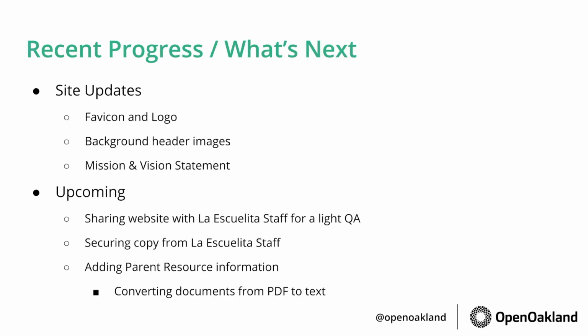So next we have recent progress. We made a lot of progress over the months, and so far we've made site updates to the favicon, which is that little icon within your tab, and also the school logo. We've provided background header images of students of different grade levels, so that's nice to see on the site right now. And things like the mission and vision statement, things that really help drive home the essence of La Escuelita Elementary.